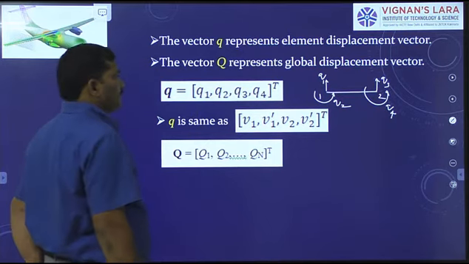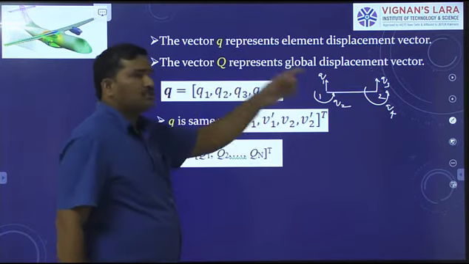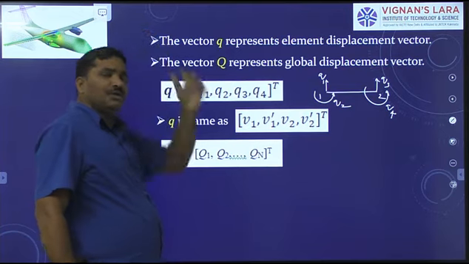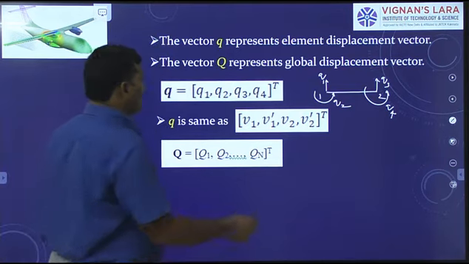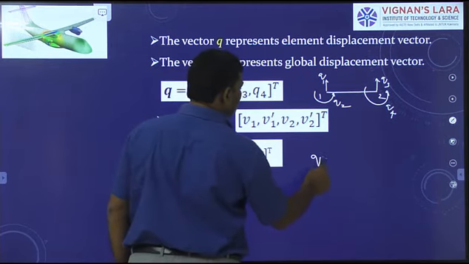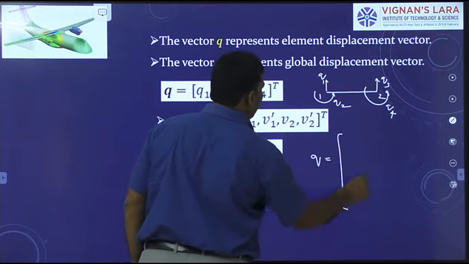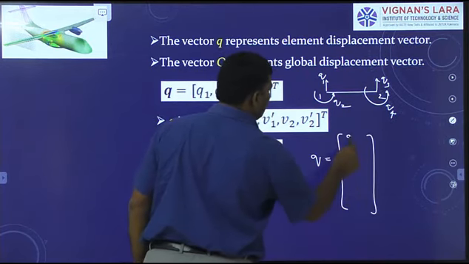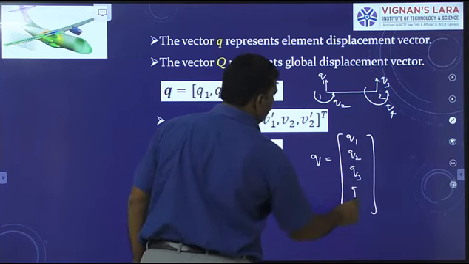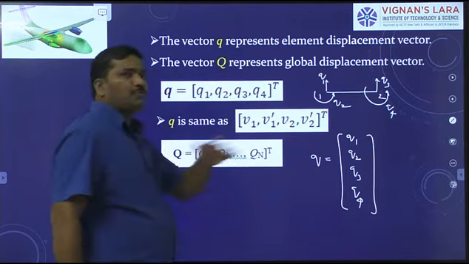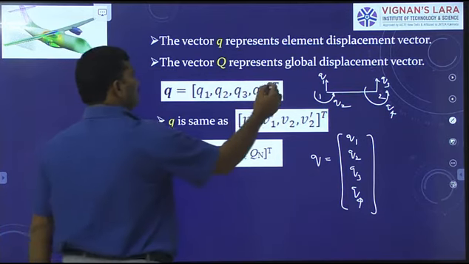Okay. Therefore, you can represent these 4 degrees of freedom as a column matrix. Hence, the element displacement vector is a column matrix having the elements Q1, Q2, Q3 and Q4. How do you write the transpose of a row matrix? That is what I have done here.